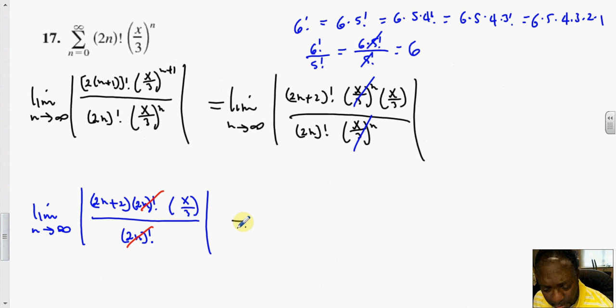Too many colors, like the Joker. Anyway, so this is the limit. I like the Joker. He's pretty cool in Batman.